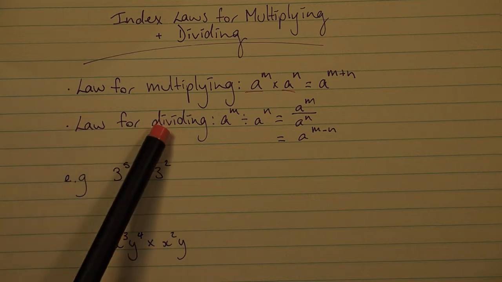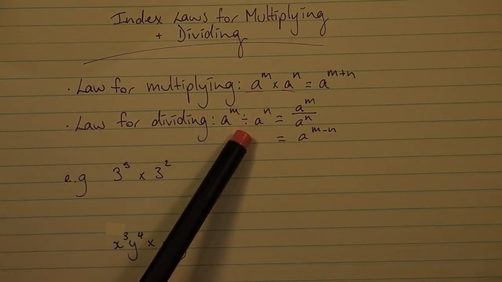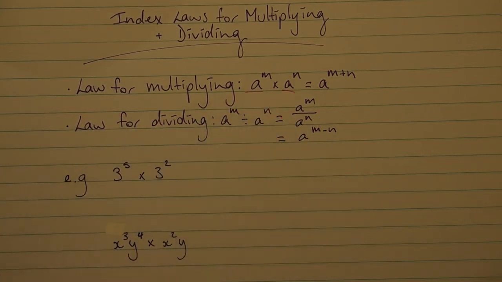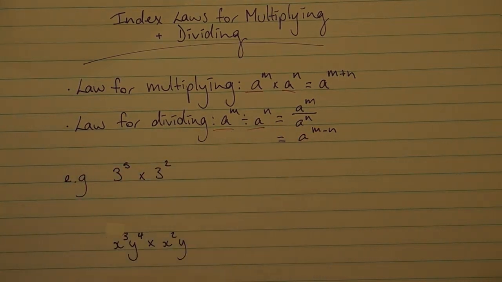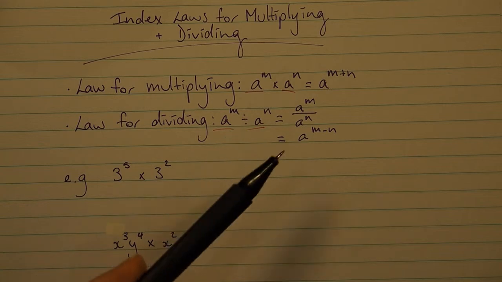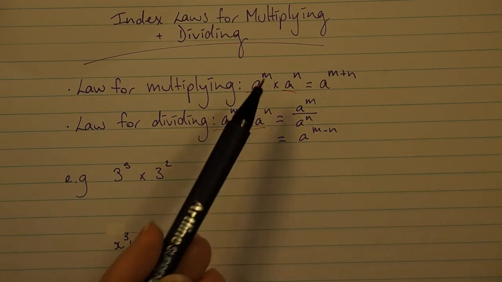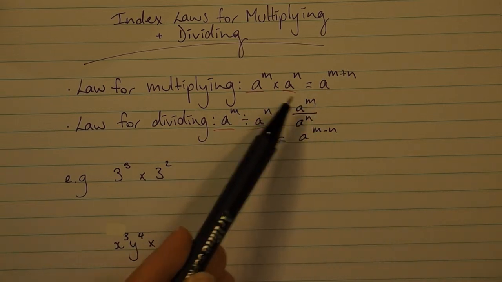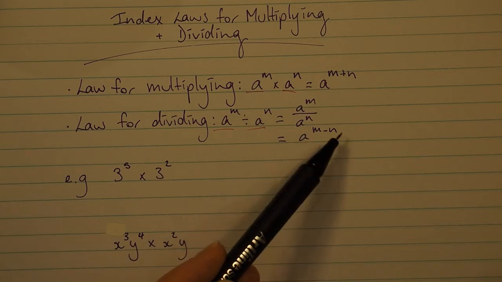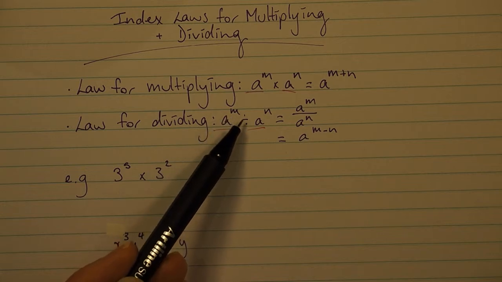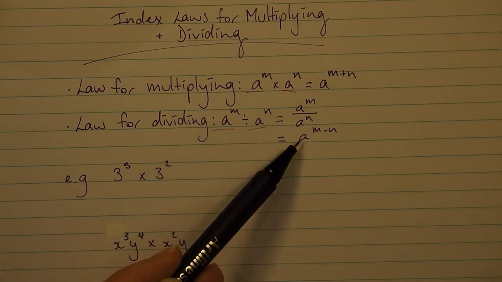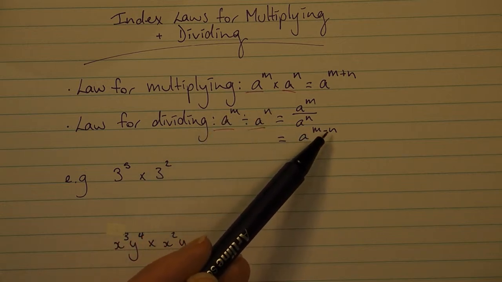Similarly, with our law for dividing, when we've got a to the power of m divided by a to the power of n, take note, our bases are the same. Now, usually in algebra we don't really like to write division symbols. We'll write that as a fraction, and I'm going to show you why in a little bit. Once we've written it as a fraction, we are subtracting our powers. So a to the power of m divided by a to the power of n gives us a to the power of m minus n.